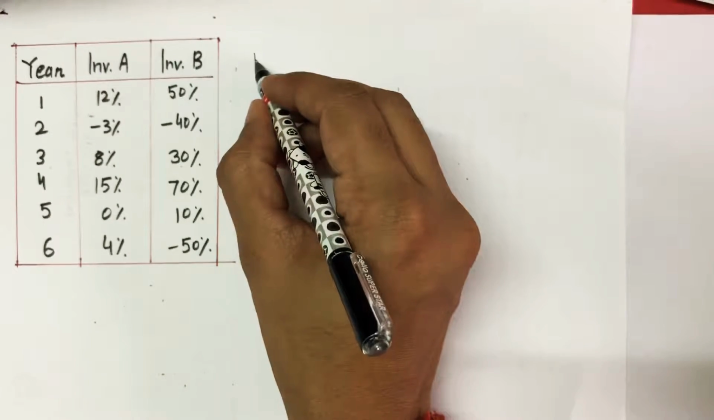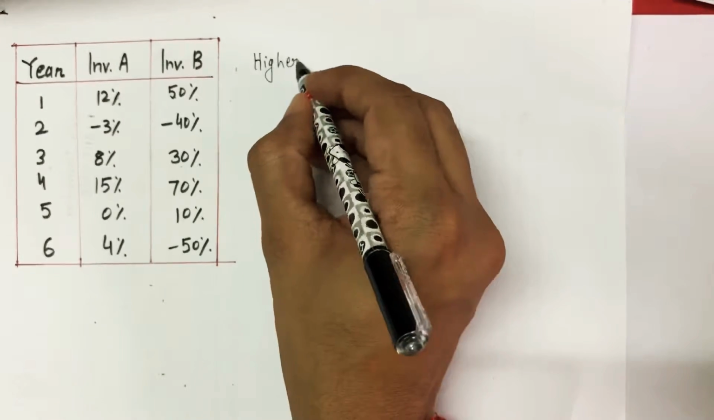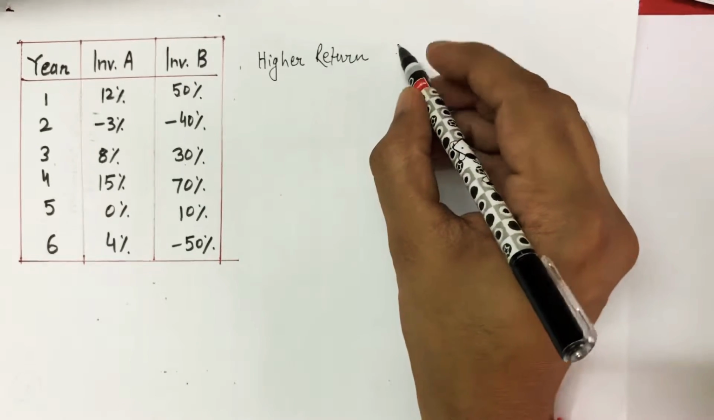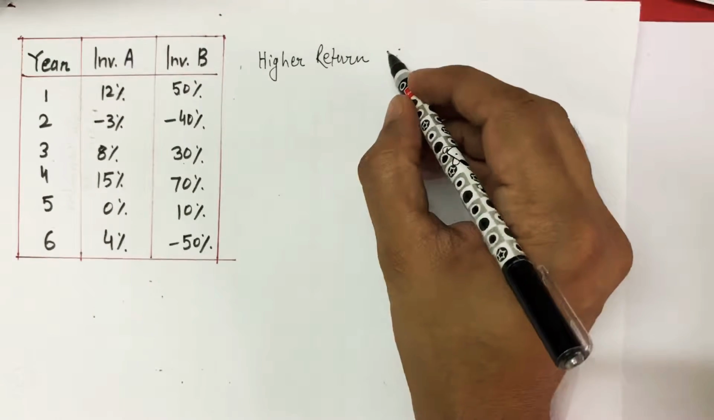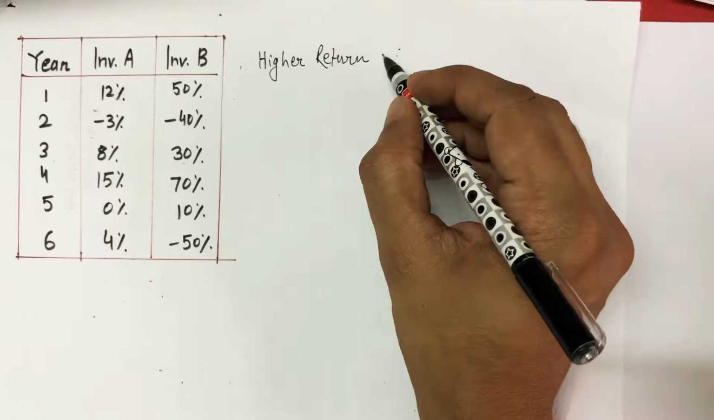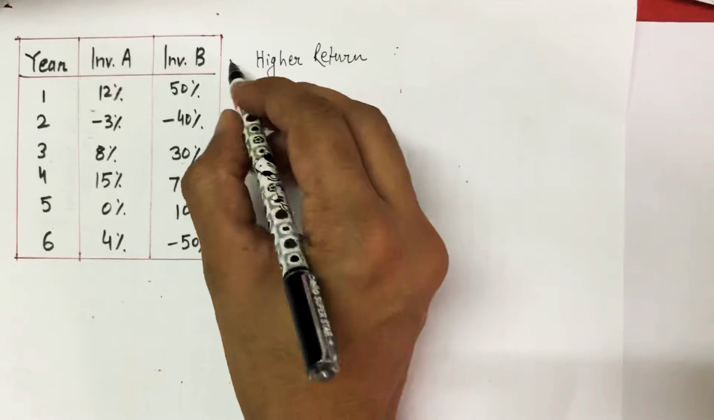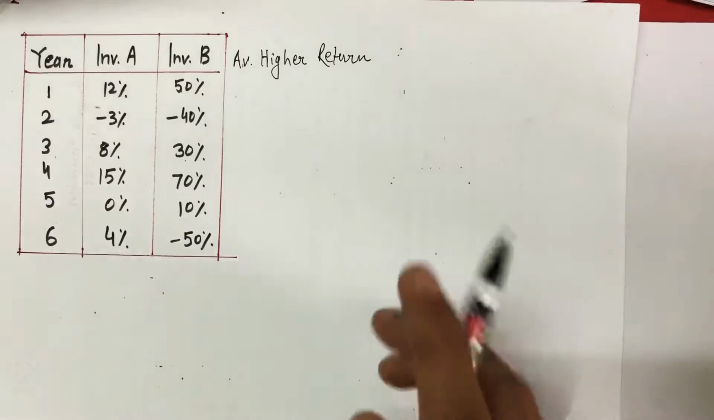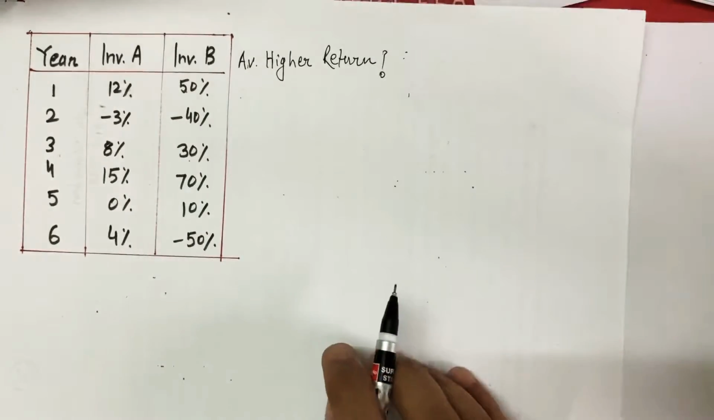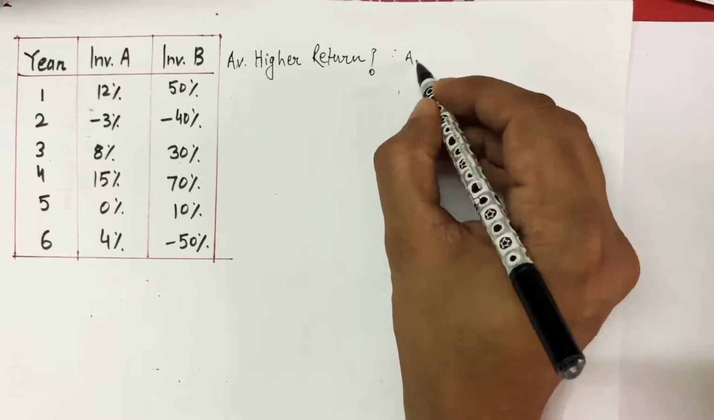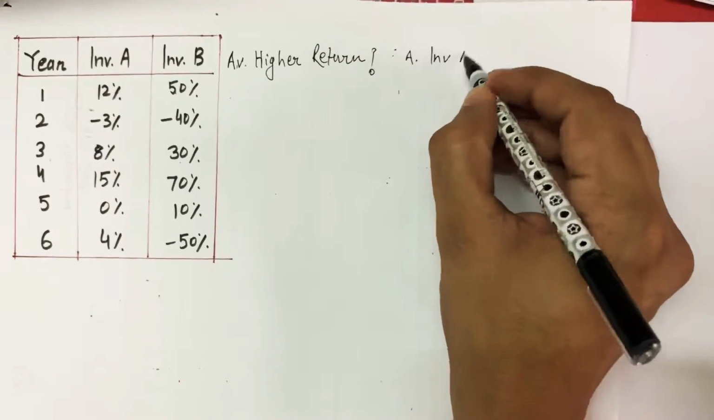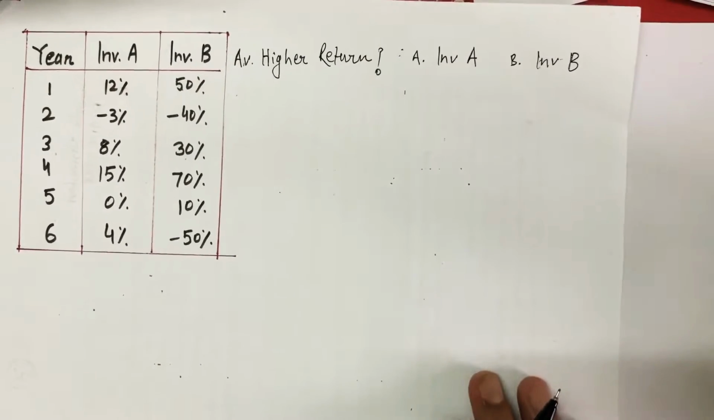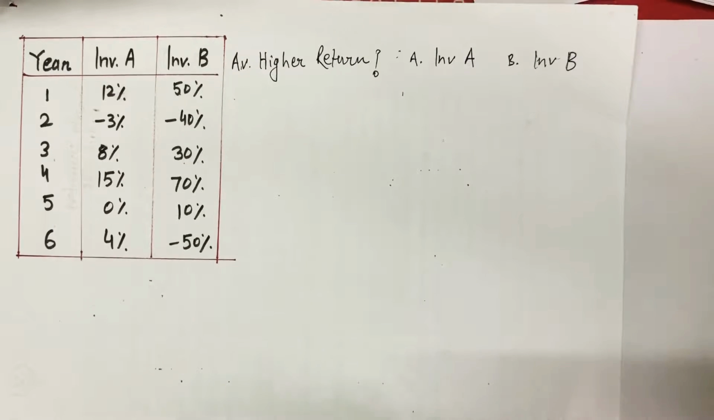So, I'm going to write it as a higher return. Either investment A has a higher return or investment B, or I would just say which has a higher average return. So I'll just modify it a bit: average higher return, whether it's investment A or investment B. I just want to know which answer is correct. So I'm going to give you two options here. Option A is investment A and option B is investment B. So which option needs to be ticked, that which has a higher return, whether investment A or investment B.